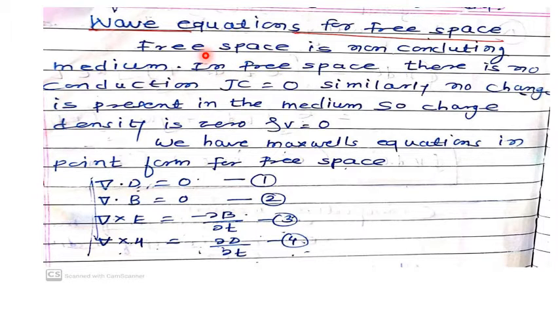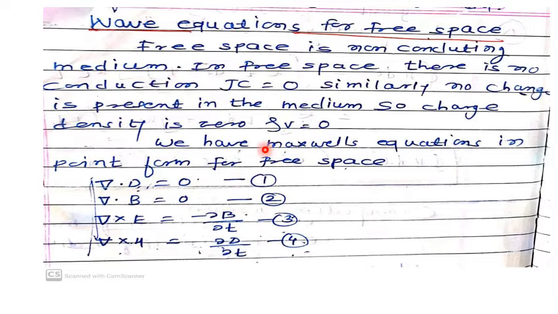But for free space, we have to mention that free space is a non-conducting medium, and in free space there is no conduction, that is Jc is equal to 0. Similarly, no charge is present in the medium, so the volume charge density, rho v, is equal to 0.